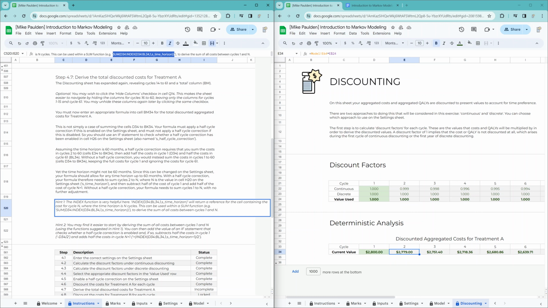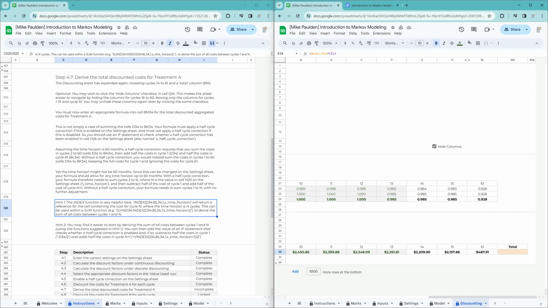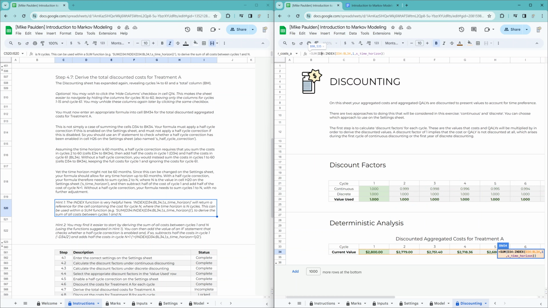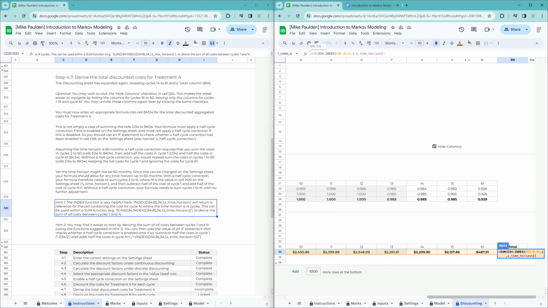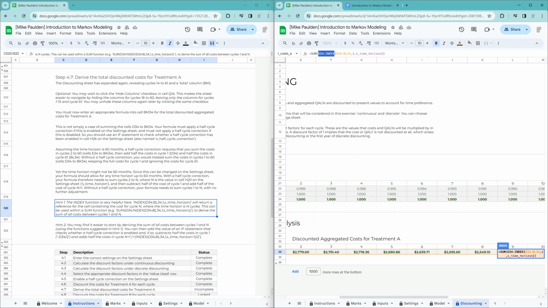Going to copy that, and then I'm going to go across to here, and we're going to begin with this. So we'll start with equals. This is taking the sum from D34, which is here, all the way to whatever the time horizon is. So we've got this index D34 to BL34, and within this index function, we've got the range, then the row 1, and then up to column, whatever the time horizon is, right? So 60 by default. Okay, so that's a good way of starting this.